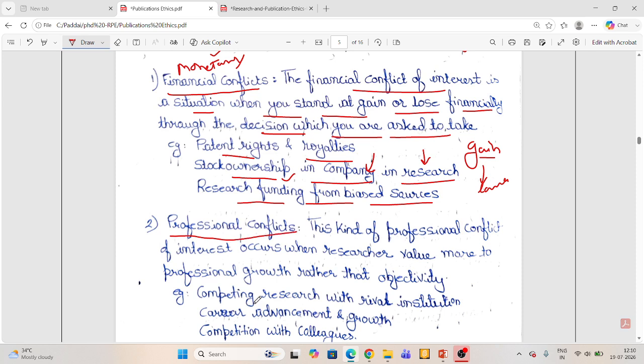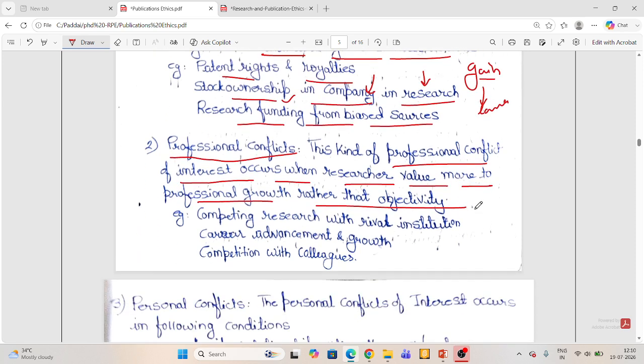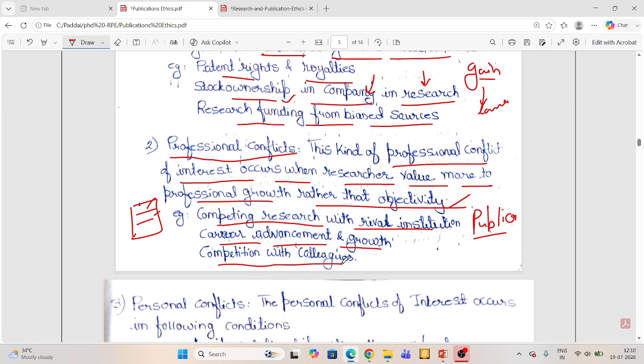Then comes professional conflict. A professional conflict of interest occurs when a researcher values professional growth more than the objective. Sometimes it may happen that a researcher जो है अपने one publication को multiple ways में publish कर रहा है. So he has the objective of professional growth rather than research. So when you focus on professional growth, professional interest, that is called professional conflict. Competing research with a rival institution, career advancement or growth, competition with colleagues.